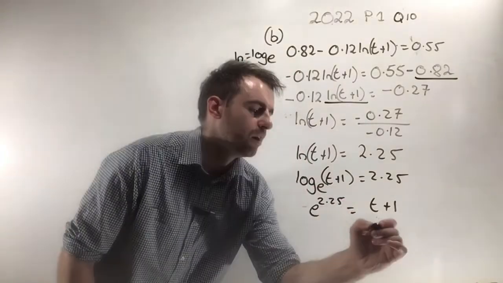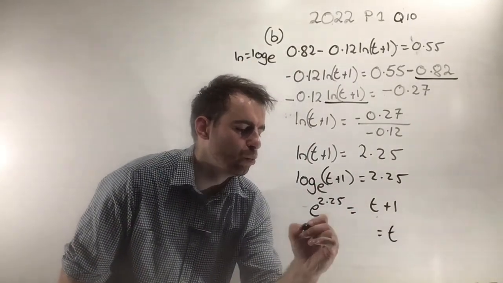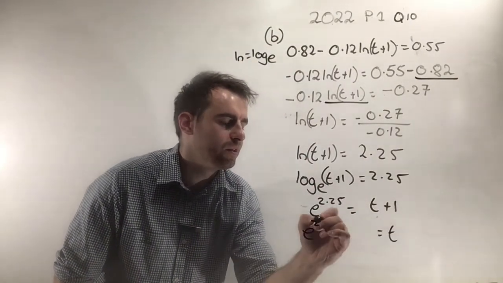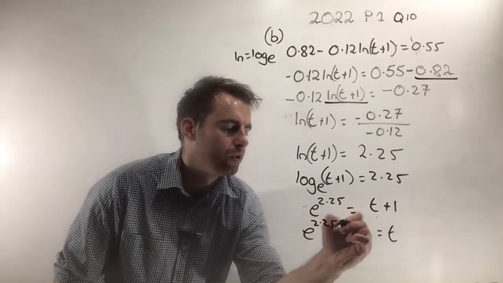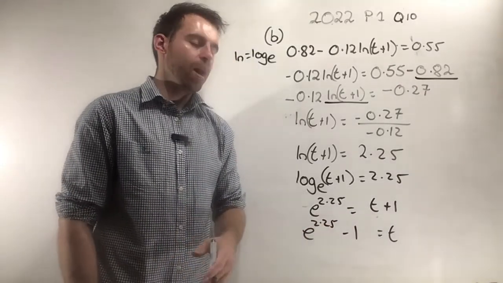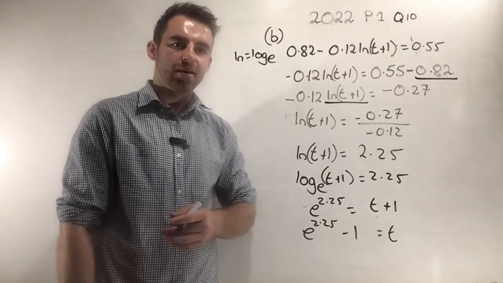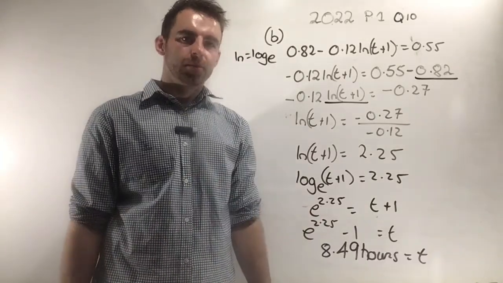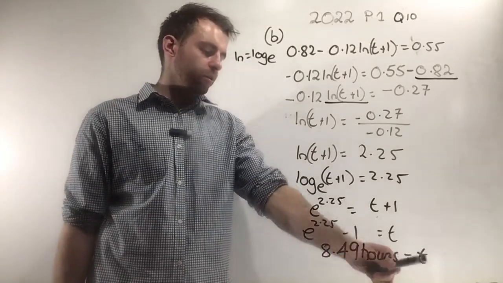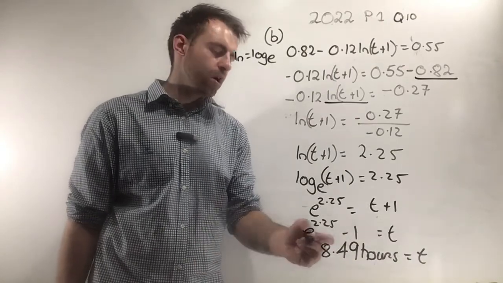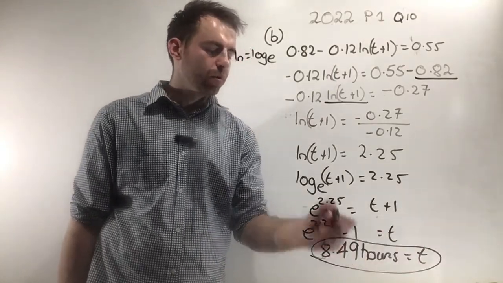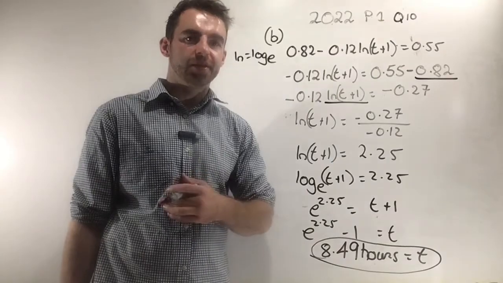In order to get t on its own, I simply subtract 1 from both sides. So t is equal to e to the power of 2.25 minus 1. And now all I'm going to do is plug that into my calculator and get my final answer. So if you plug it into your calculator, t works out as 8.49 hours. So after this many hours, the student will only remember 55% of the digits.